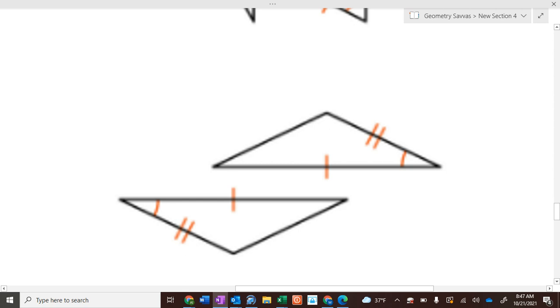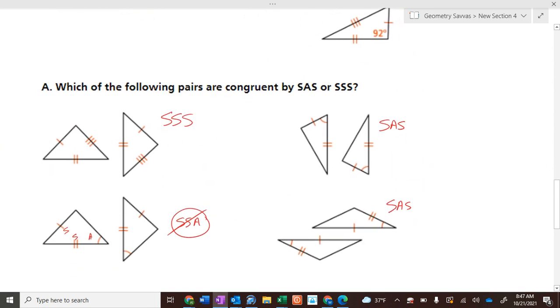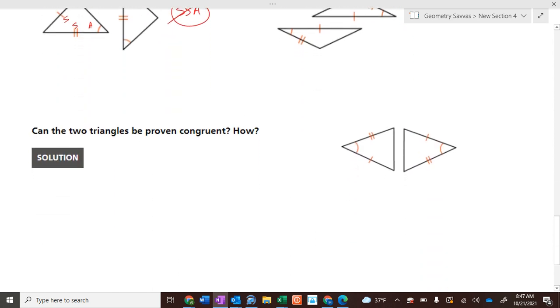Side angle doesn't work. Okay? What about this one? This one is two sides in the included angle. It's side angle side. So out of these 4 sets, 3 of them work. 1 of them didn't. Okay? How are these triangles? Are these triangles congruent? Yep, they are. Side angle side.